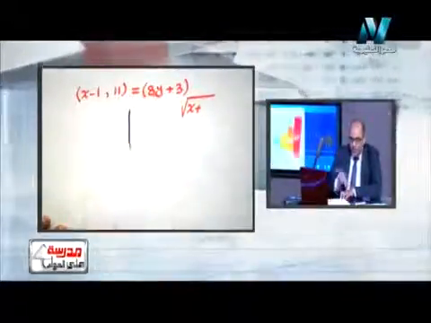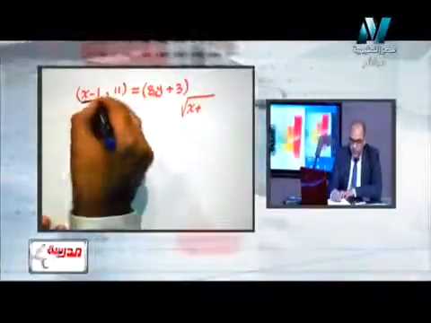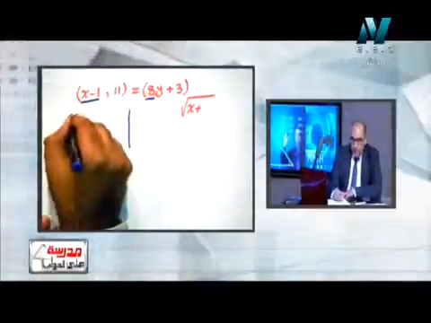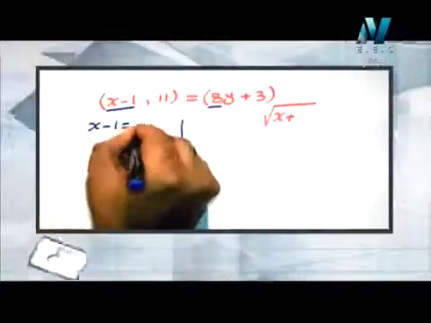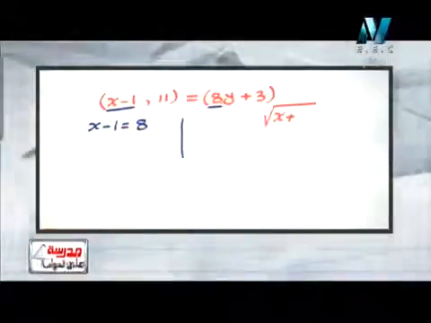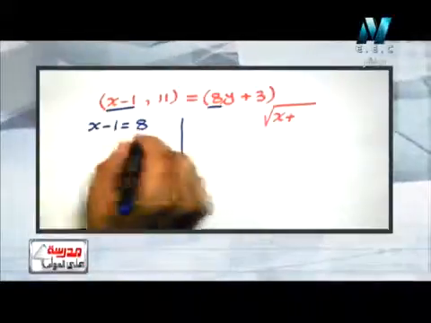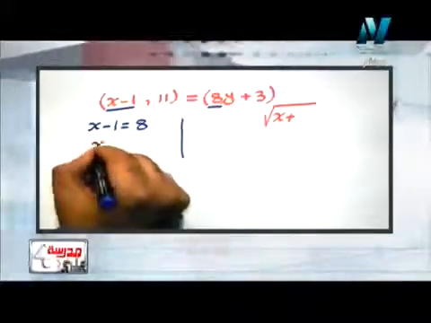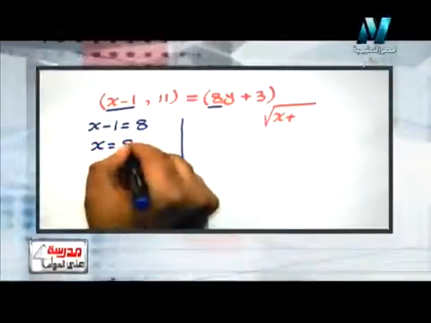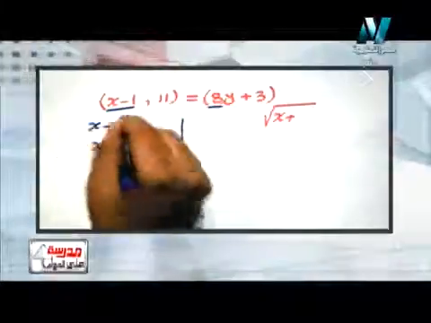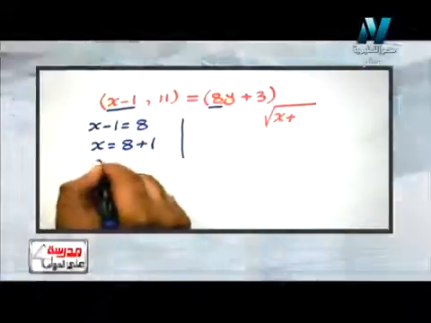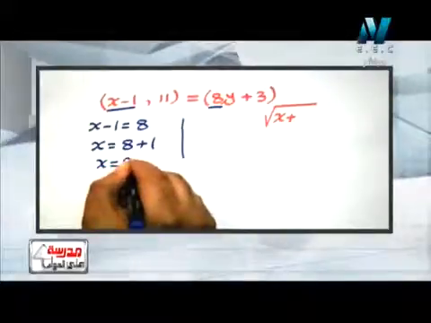The first number with the first number. So x minus 1 equals 8. To find the value of x, you can make it 8 plus 1, the opposite operation. So we can say x equals 9.